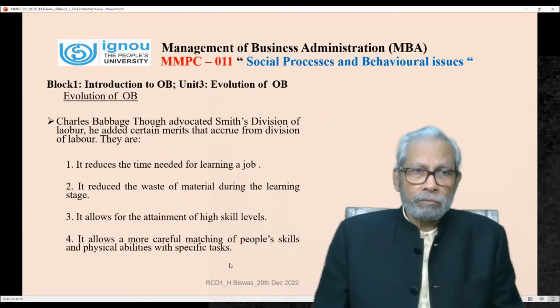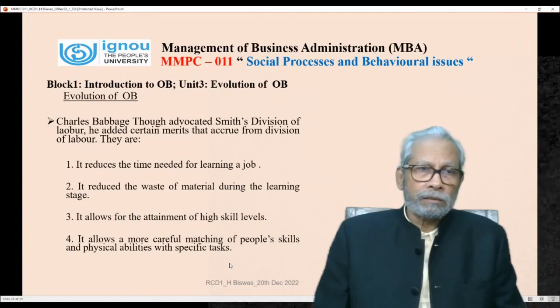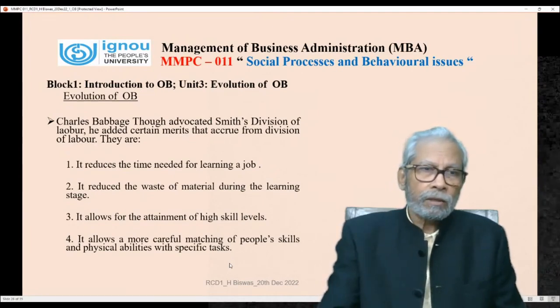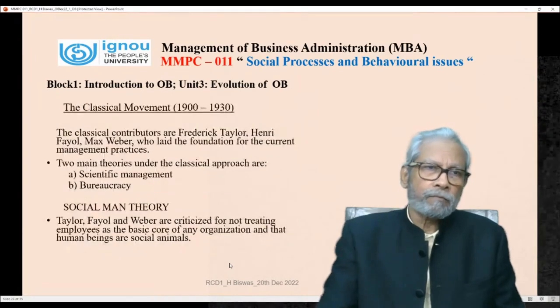That is Smith's division of the labor. He just explained it this way. This is the classification. That is basically the merits, the certain merits he has explained.